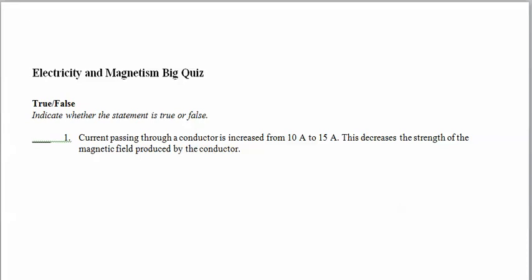First question, true or false? Current passing through a conductor is increased from 10 amps to 15 amps. This decreases the strength of the magnetic field produced by the conductor. Well, this right here is a resounding false.